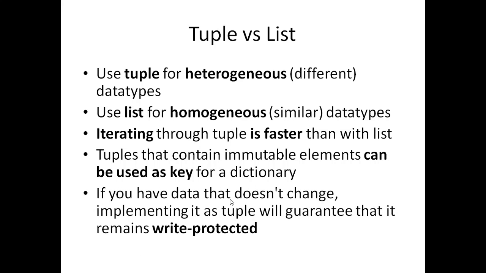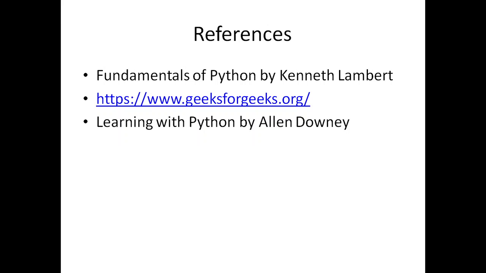If you have data that doesn't change, implementing it as a tuple will guarantee that it remains write protected. So if you have some data that should not be changed at all, then you can simply assign it to a tuple. Then those values won't be changed inside the program. So it will be write protected. That is the advantage over a list. If you are using a list, then any program can change the values inside the list. But if you are using a tuple, those values are immutable, so those values won't be changed. Okay. So these are the references.